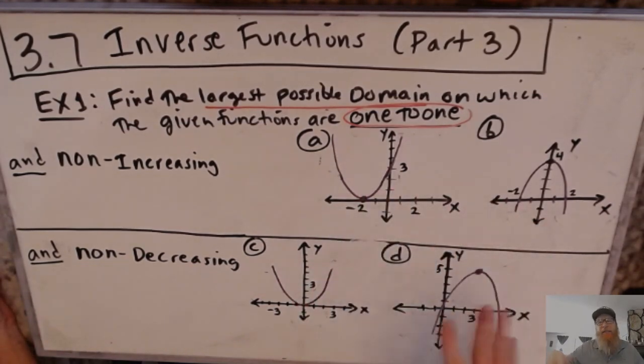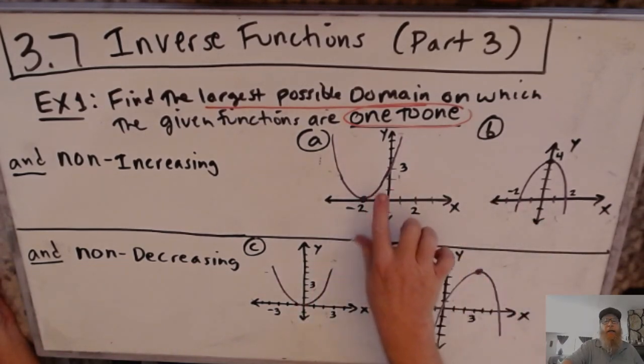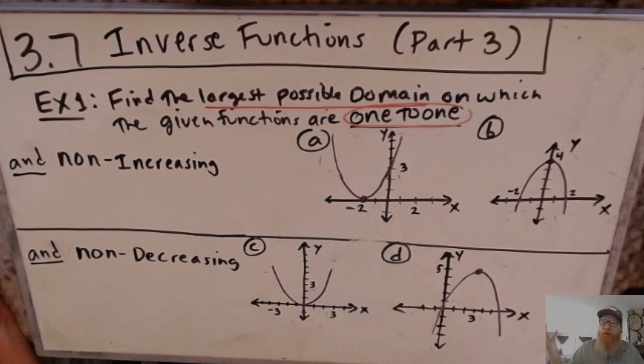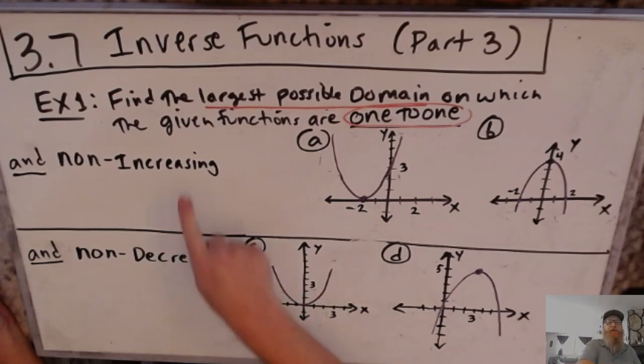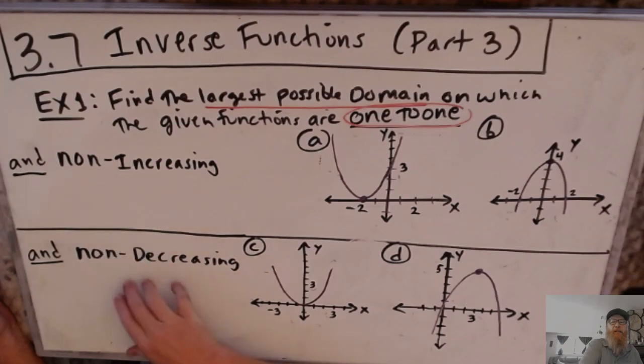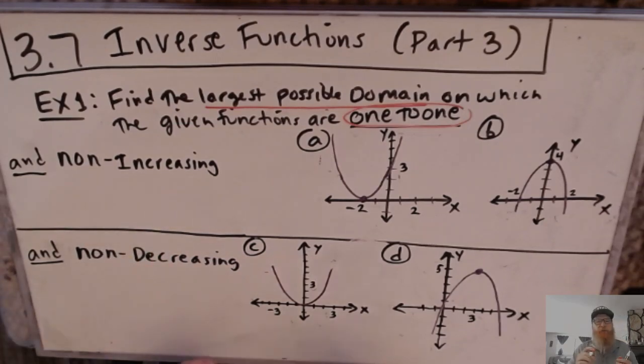You might recognize them all. They're all parabolas. Parabolas are classically non-one-to-one unless you restrict the domain. And so we have these two different terminologies. We have non-increasing and we have non-decreasing.